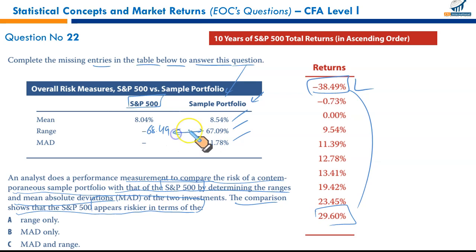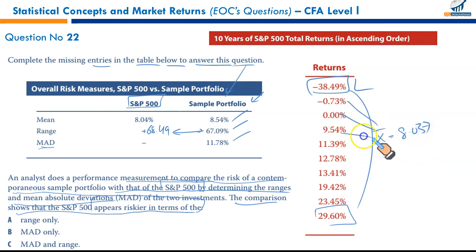So this indicates that the range is higher than the samples, indicating more diverse, more spread out data in S&P. Next, you have to calculate mean absolute deviation. For that, you need to first calculate the average of all these. Average of all these, as given in the solution, is 8.037.